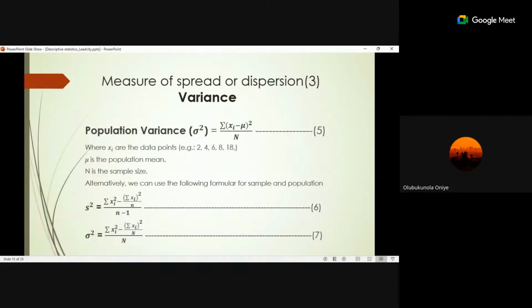Sir, for that population variance, the alternative formula, does that mean there is no mu, as a replacement for the mu that we have in the first formula for the population variance that we have in equation 5? Yes, there is no mu in the alternative formula. It is replaced by this, x1 squared. Okay, yes, it is replaced by this.